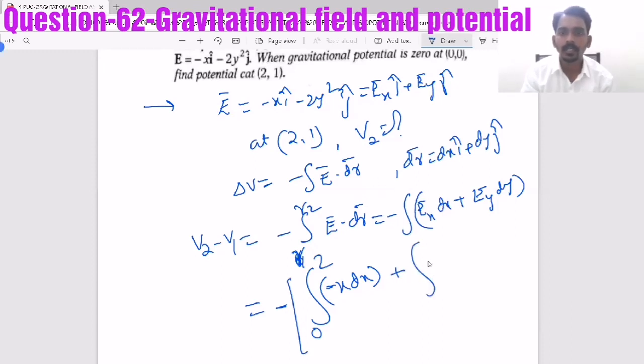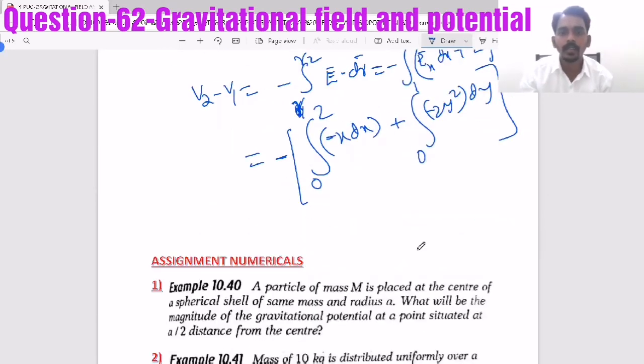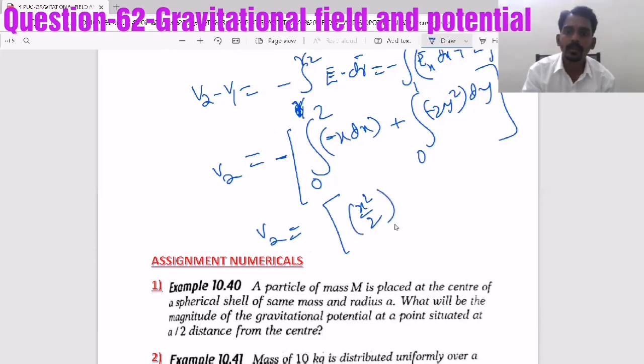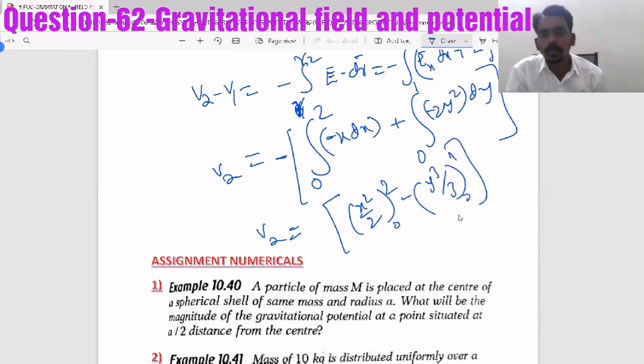and the other one is integration Ey, which is minus 2y square dy. This is from 0 to 1. So you have to take the x coordinate separately and the y coordinate separately. If you take minus common, minus minus will become plus. Integration x dx is x square by 2. But V1 is 0, so V2 is the final potential. x square by 2 from 0 to 2, minus y square means y cube by 3 from 0 to 1. How do we substitute the limits? Upper limit minus lower limit. Then you will get the final potential at the final point.